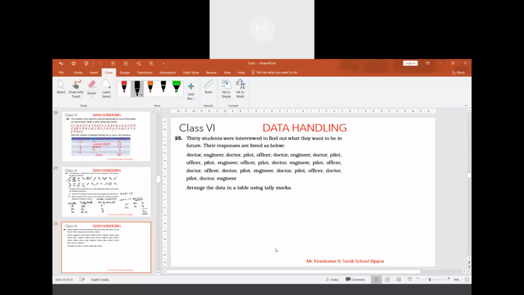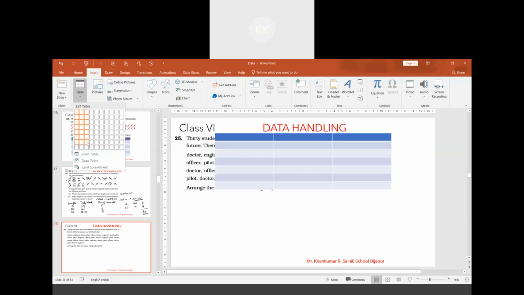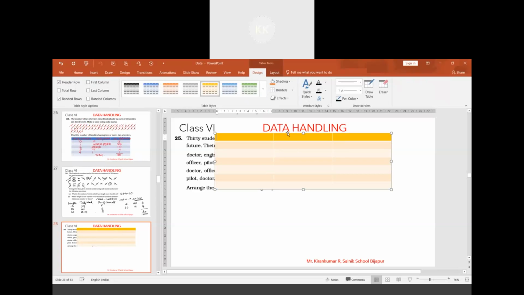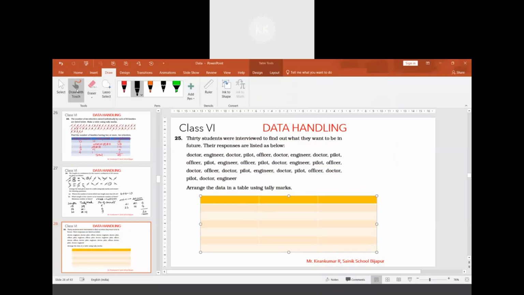Next question is: 30 students were interviewed to find out what they want to be in future, and their responses were listed as below. Some students said doctor, some said engineer, some said pilot, some said officer. So there are four categories here. I would like to mention them as responses, because these are the responses given by students.